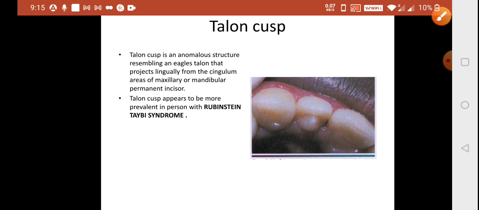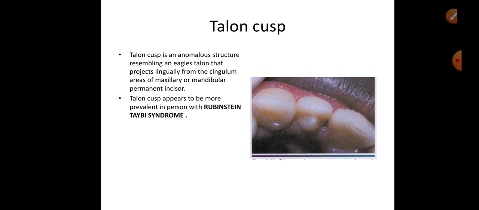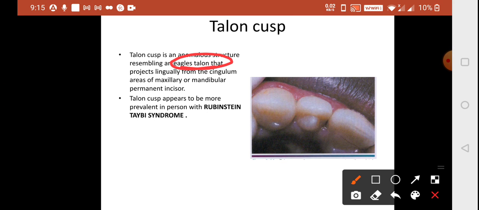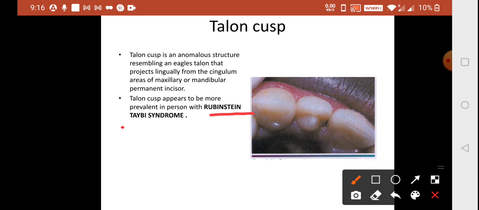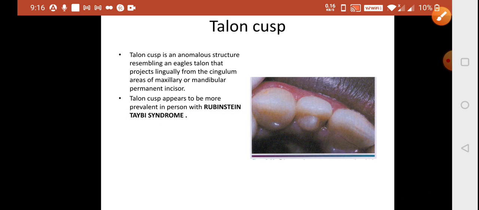The answer is talon cusp, and because it resembles an eagle's talon, even the question can be asked why it is called a talon cusp. Because it resembles the eagle's talon, that's why it is a talon cusp. Most commonly found on the maxillary or mandibular permanent incisor. That's it guys, nothing much to remember in this talon cusp. Very important that it is found in Rubinstein-Taybi syndrome. The question can be asked directly. A lot of times the question has been asked: talon cusp is found in which syndrome.